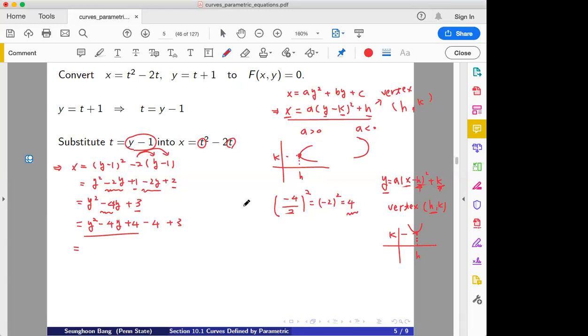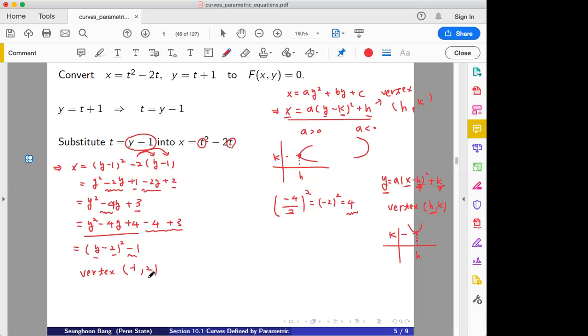Could you give me your answer? Okay, thank you. So we have y minus 2 squared, right? And simplify. This is negative 1. What's the vertex? The vertex is, as I said before, the related x value is minus 1 and the related y value is just 2. So (minus 1, 2) is the vertex. You can check whether minus 1 and 2 is the vertex or not.